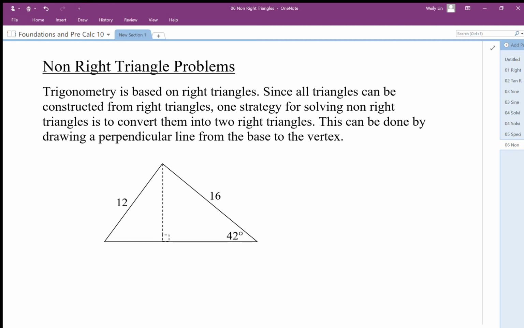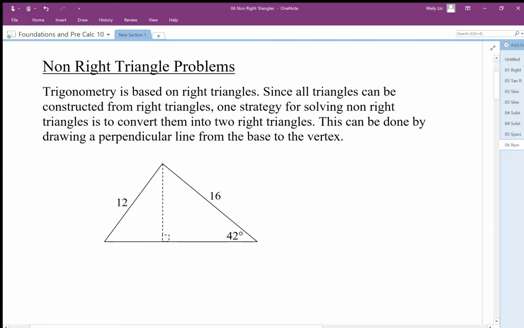So trigonometry is based on right triangles. Since all triangles can be constructed from right triangles, one thing we can do when we encounter a non-right triangle, for example in this case here, is we can make right triangles. Any triangle can be split up into a right triangle by drawing a perpendicular line from the vertex down to the base. And that allows us to deal with these two right triangles here.